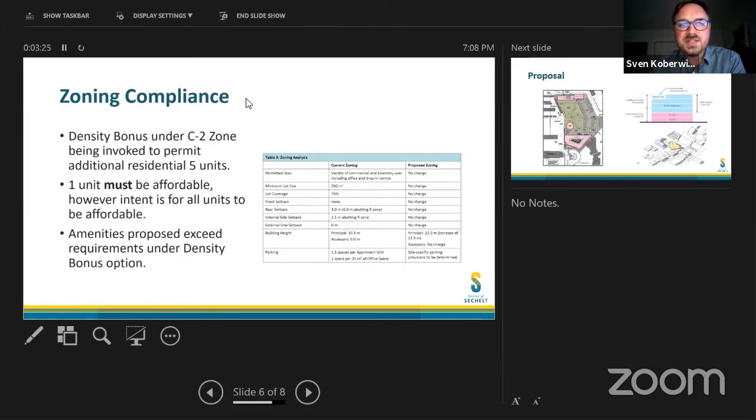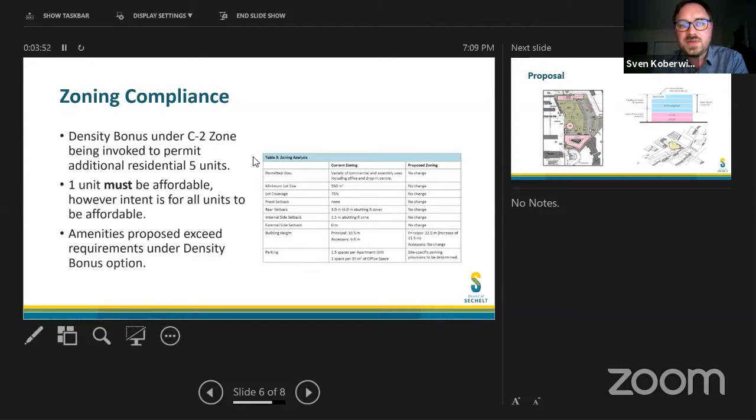For zoning compliance, this proposal is predominantly in compliance with zoning except for height. It's a fairly significant increase to the height, as currently only 3-story buildings or 10.5 meter buildings are permitted on the property, and this would be an increase to 22 meters or 6 stories. There's no changes in use that are permitted or anything else.